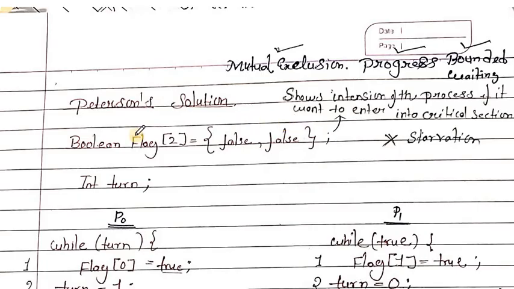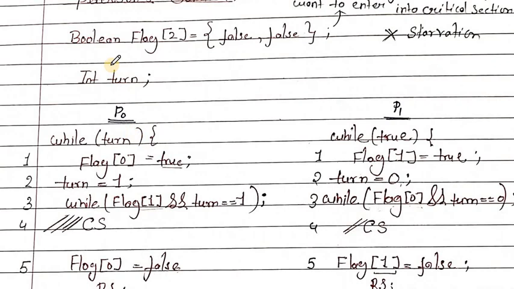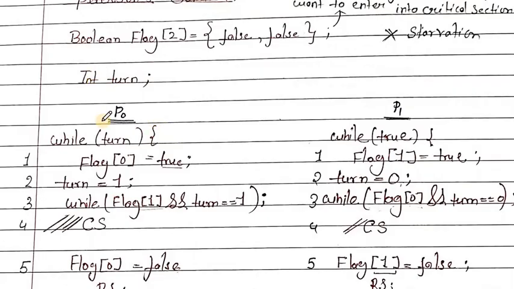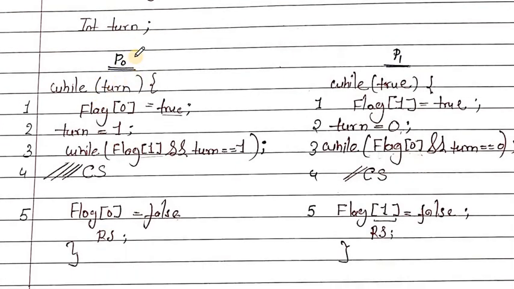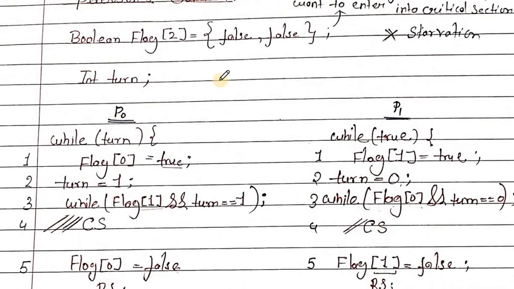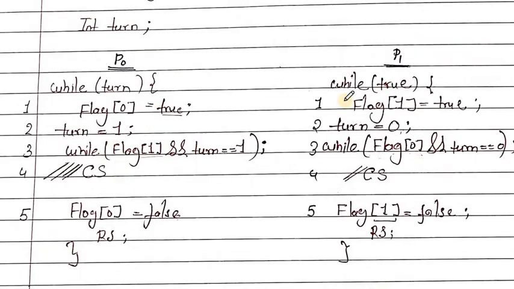So let's understand how the Peterson solution works. In the Peterson solution there is a Boolean flag array, where the values at index 0 and index 1 are false. And there is an int turn, which is not defined, only declared here. Here is the code of the Peterson solution for process P0 and process P1. The code is the same for both.